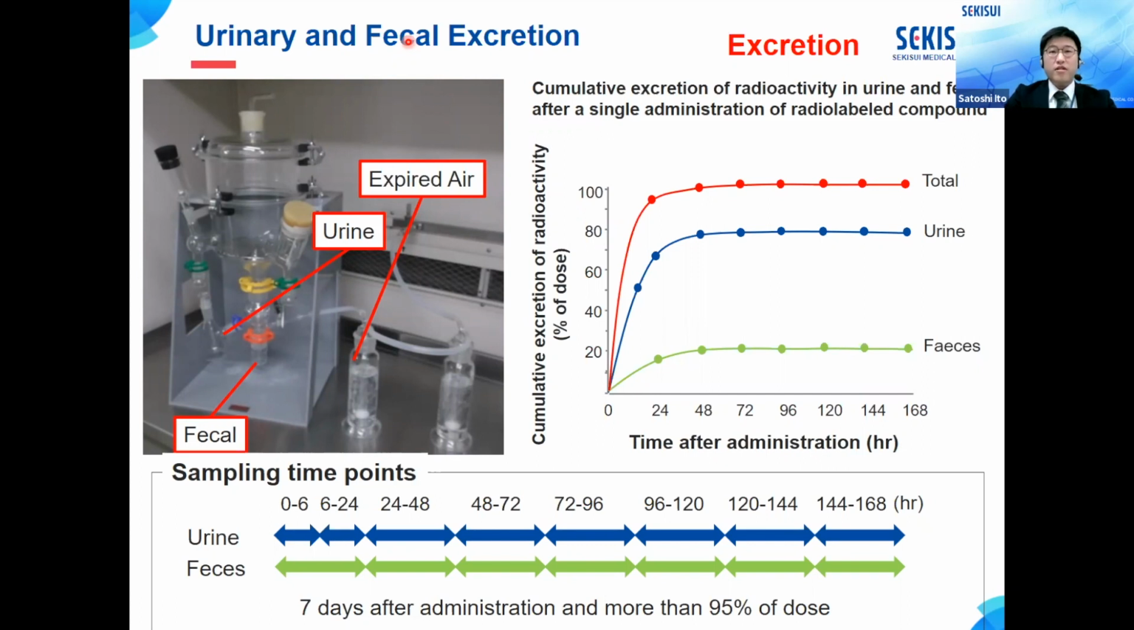We typically perform three excretion studies. Let me talk about the urinary and fecal excretion study. Shown in this picture is a rat metabolic cage, in which we can collect expired air, urine, and feces. Samples are collected up to 168 hours after administration. The basic collection interval is every 24 hours, but urine is also collected on the day of administration. The radioactivity of the collected sample is measured and the cumulative excretion rate is calculated. The total cumulative excretion rate of radioactivity should be at least 95% of the administered dose.